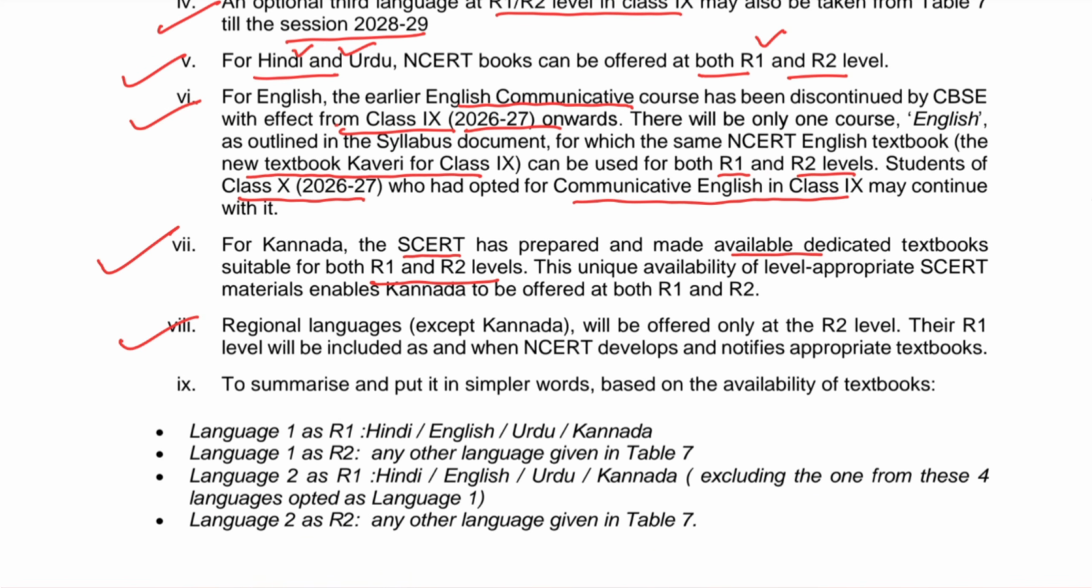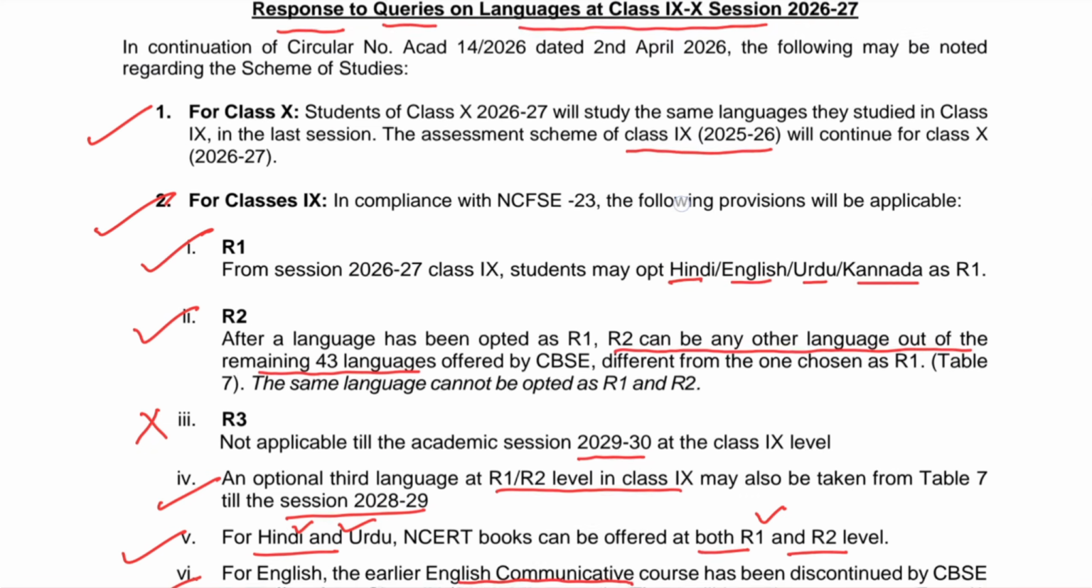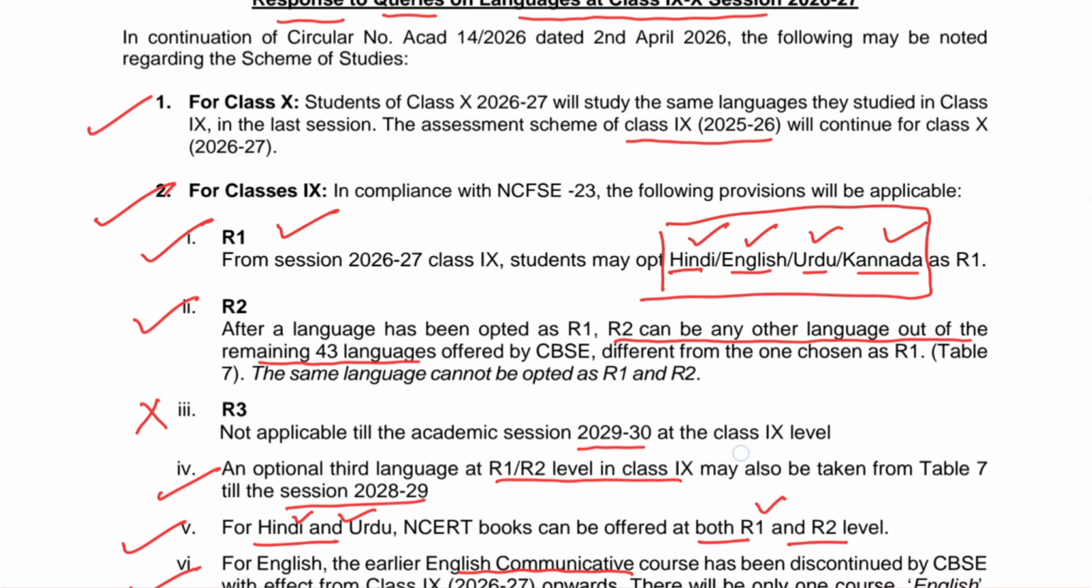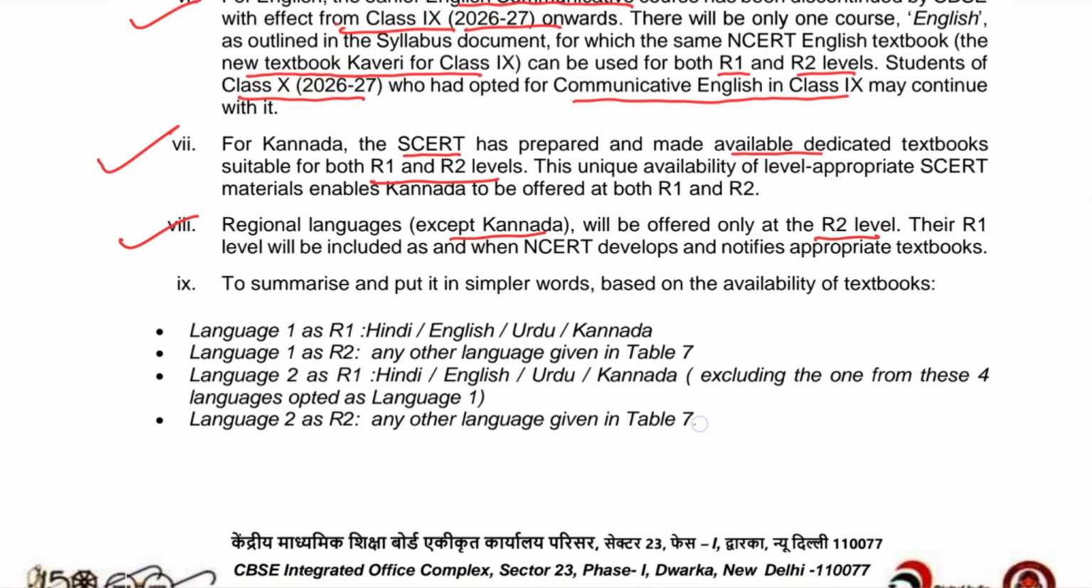Then for other regional languages except Kannada, they will be offered only at R2. All other languages will not be offered at R1. Here also they have clearly written that for R1 you can choose any one out of these four, either Hindi, English, Urdu or Kannada. Only they can be selected as R1. All other languages will be selected as R2 only.